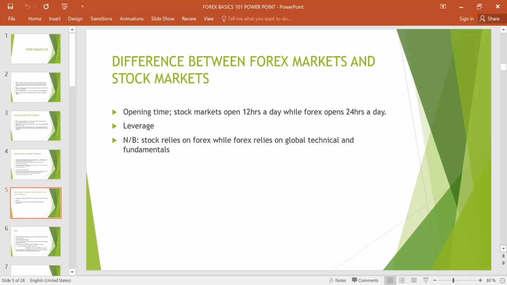So the difference between Forex and stock markets is basically that Forex, just like we said, is 5 trillion US dollars. With stocks, there's only 500 billion US dollars. So you see the difference, it's quite big. It's more than 5 times what we trade. Opening time, stock markets open 12 hours a day, while Forex opens 24 hours a day. The leverage in Forex is not comparable to the leverage in stocks. In short, stock relies on Forex, while Forex relies on global, technical, and fundamentals.